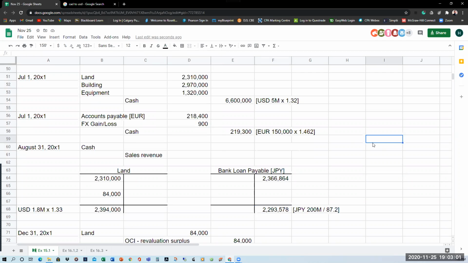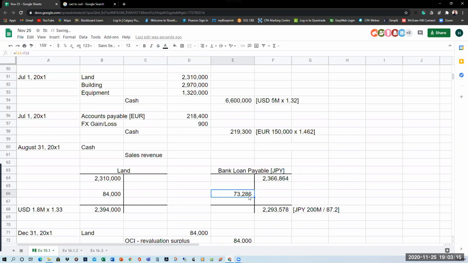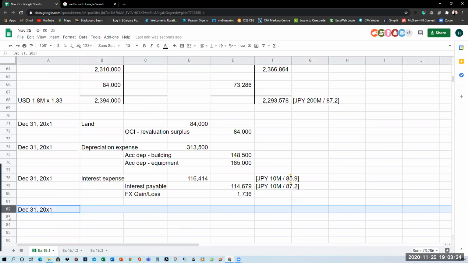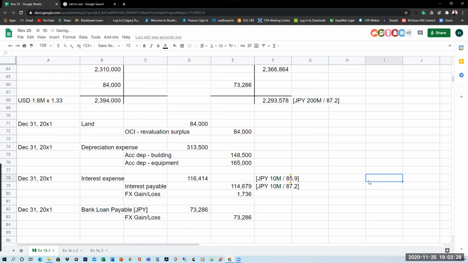So if our liability has gone down, you want to debit the liability by the difference, $73,286. So debit the bank loan payable, $73,286, and credit FX gain.